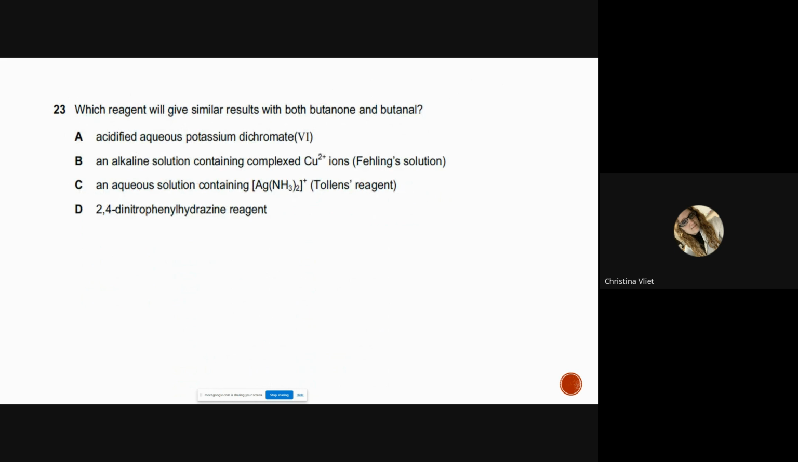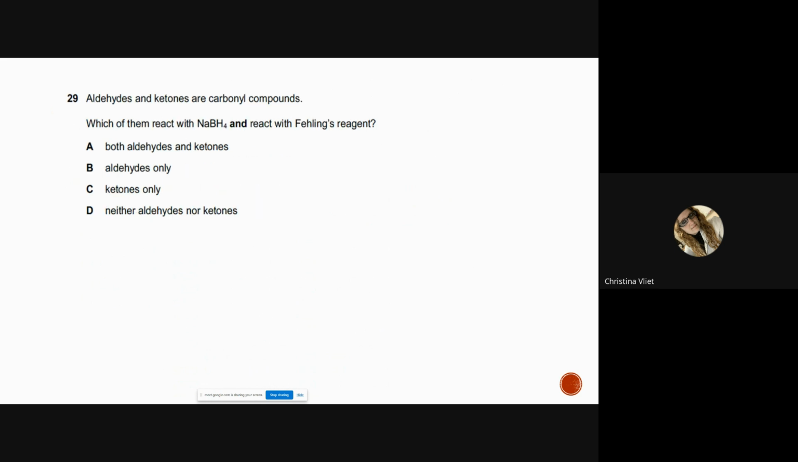All right, let's try another one. Which one will give similar results for butanone and butanal? So which one would give you the same results for an aldehyde and a ketone? Just look for that 2 and that 4, and then some kind of DNPH-looking thing. All right. Aldehydes and ketones are carbonyls. Which of them will react with NaBH4 and react with Fehling's? Aldehydes. Only aldehydes.